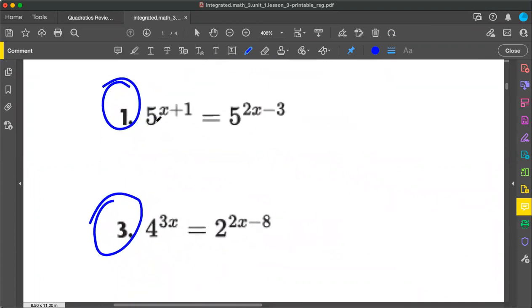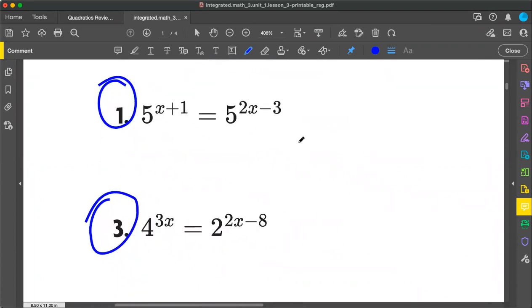Some of these bases are already the same, so that's a nice thing. Good thing to check on is, are you working with the same set of bases? Meaning, are the bases both 5 or are they slightly different? Are they a power of 5? Chances are they're going to be a power of some number that's already there.